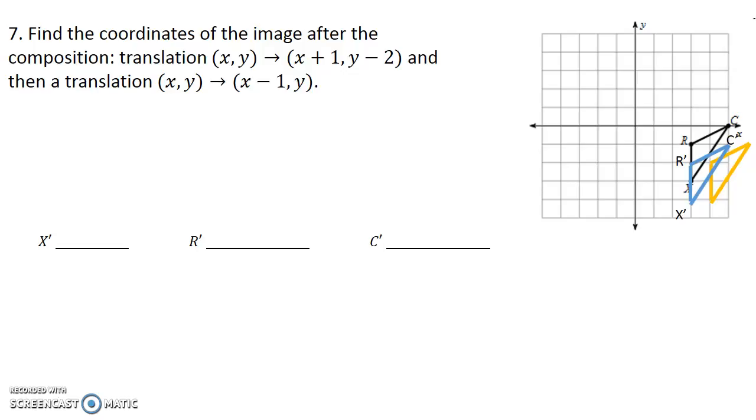So then we could tell our image coordinates x prime, r prime, c prime by just saying, well, I went to the right 3, down 4 for x prime, right 3, down 2 for r prime, and 5, -1 for c prime.